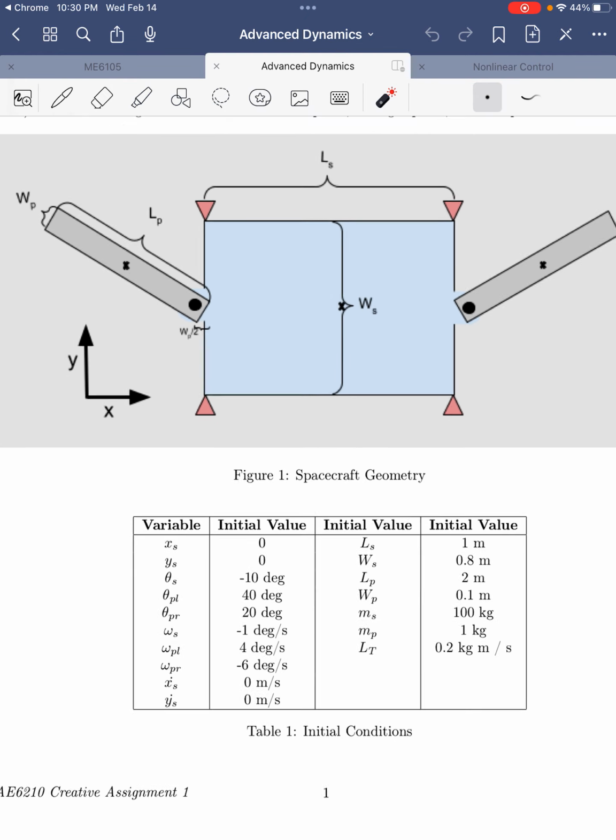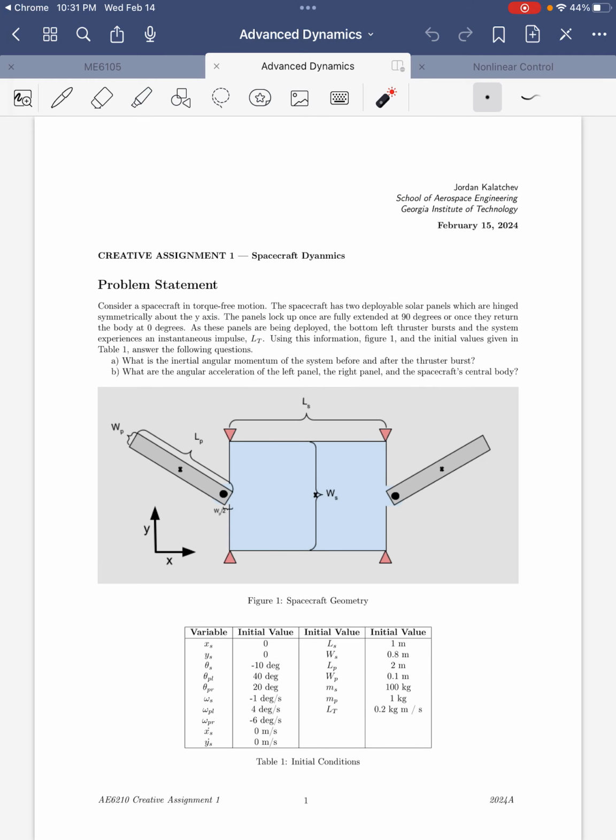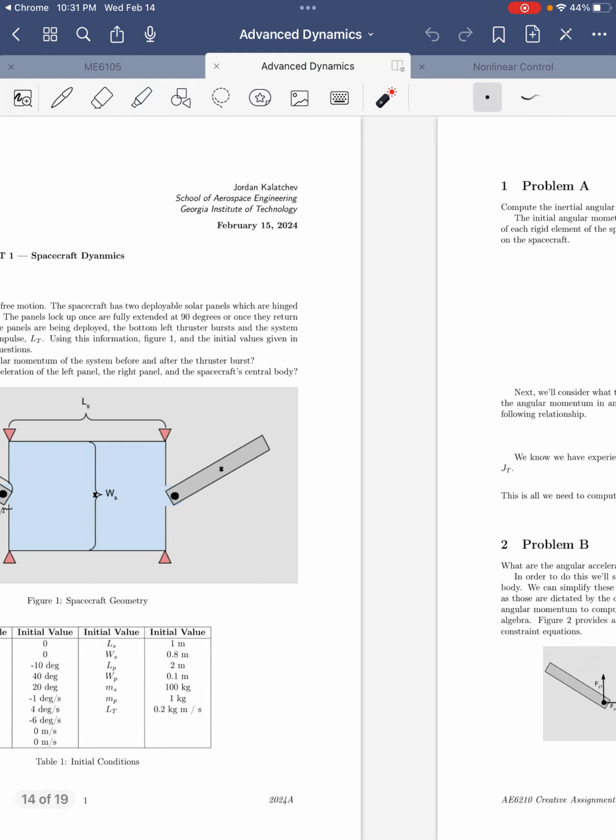So I have some initial conditions that I came up with: initial conditions for the XY position of the spacecraft body, the orientation of the spacecraft body, the orientation of each solar panel relative to the inertial horizontal, and then initial angular rates, as well as different lengths, masses, and the impulse of the thruster burst here as 0.2 kilogram meter squared. We'll get into the additional conditions a little later.